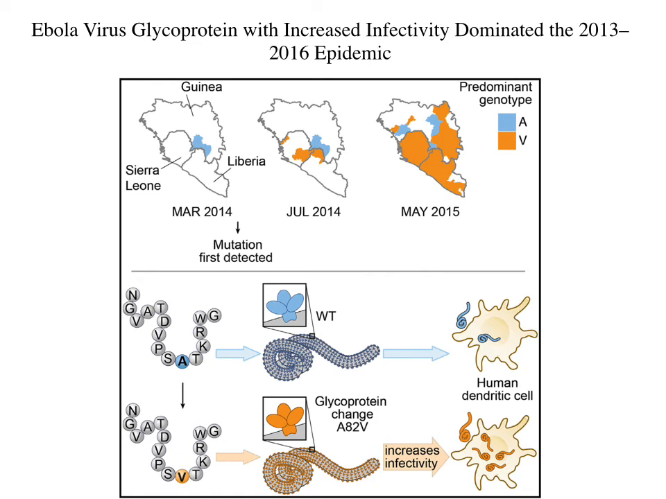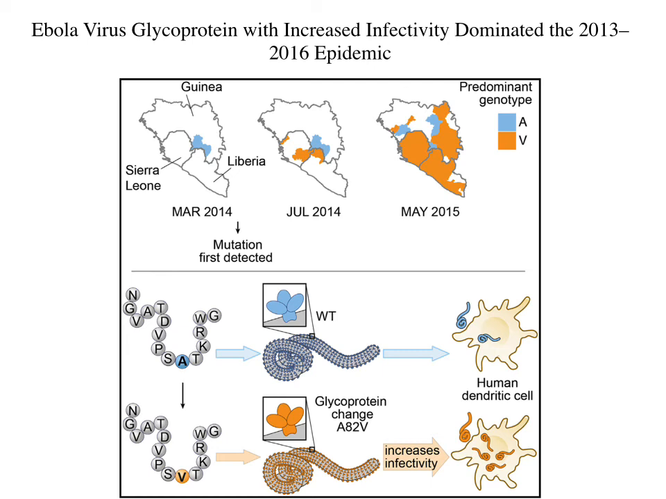One set of investigators looked at a mutation in the GP or glycoprotein for its effect on viral infectivity. This mutation, indicated by V in the graph here, heightens the ability of the virus to infect primate cells, including human dendritic cells. It's located at the NPC1 binding site on GP. And what we saw is that during the outbreak, it rose to very high frequency.